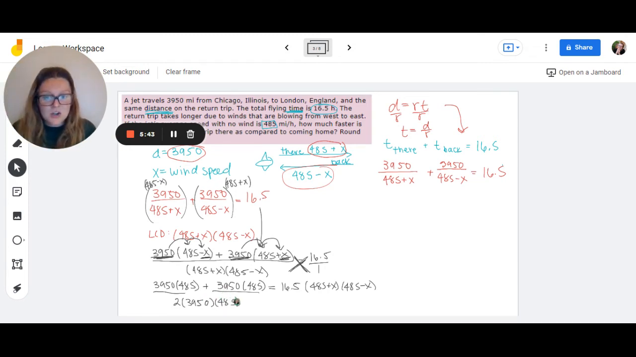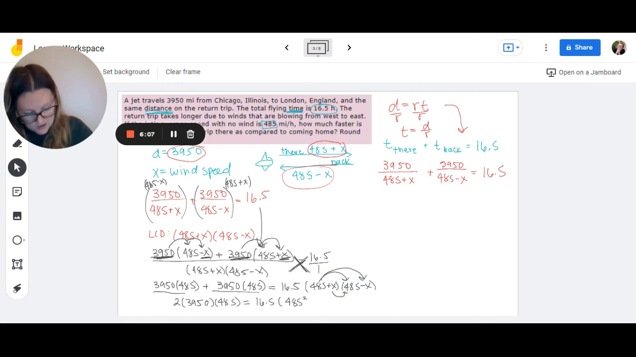Did you have to do that? No, you could multiply each one and add them together. You're going to get the same answer. On the right side, I still have this 16.5. I'm going to go ahead and FOIL. So I have 485 times 485, which is 485 squared. Again, with the whole plus or minus, when I multiply 485 times a negative x and times a positive x, they're going to cancel, so I'm not even going to write it. And then negative x times negative x gives me a negative x squared. Oh, it just turned into a quadratic.